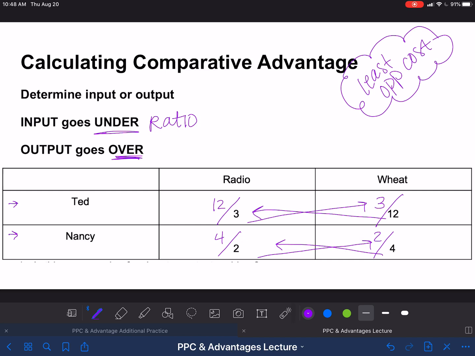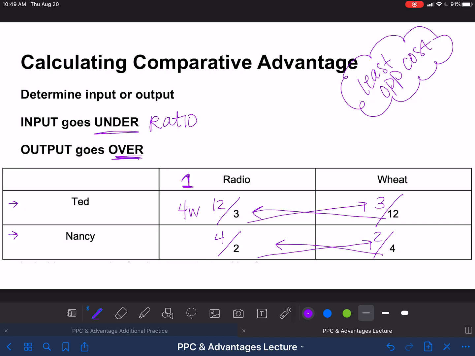So how are we going to determine our opportunity costs here? Well, first, let's look at radios. So I'm going to put a 1 here. So we're going to figure out the opportunity cost to Ted to make 1 radio. So it costs Ted how many wheats to make 1 radio? Well, 12 over 3. Well, what's 12 over 3 simplified? That's 4. Yes, 4. So 1 radio costs Ted 4 wheats. So every time Ted makes 1 radio, he's giving up 4 wheats for that radio.